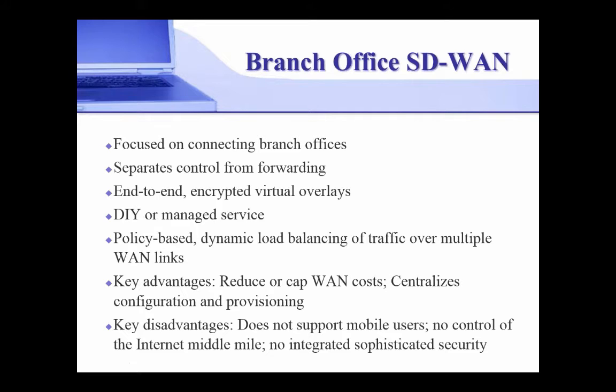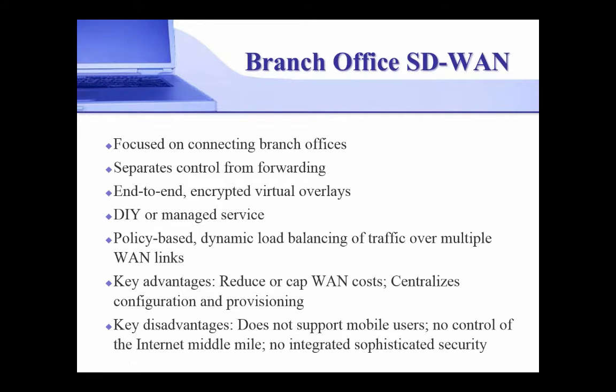You can either do it on a DIY, do-it-yourself basis, or acquire a managed service. And a big part of the value proposition is this policy-based dynamic load balancing of traffic over multiple WAN links. So one example, I've got an MPLS link and I've got an internet link, and I'll choose dynamically which traffic is most appropriate for the MPLS link and which traffic is most appropriate for the internet link.